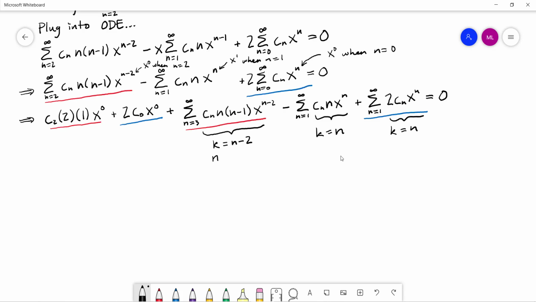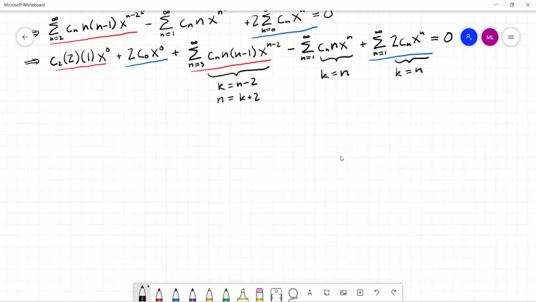So this is the one that we now have to solve for n by adding 2 to both sides. n is equal to k plus 2. And we can rewrite these. So again, I'm not going to touch these first terms. I guess I'll clean them up a little bit. x to the 0 is just 1, so this is really just 2c_2. And this one is really just 2c_0.